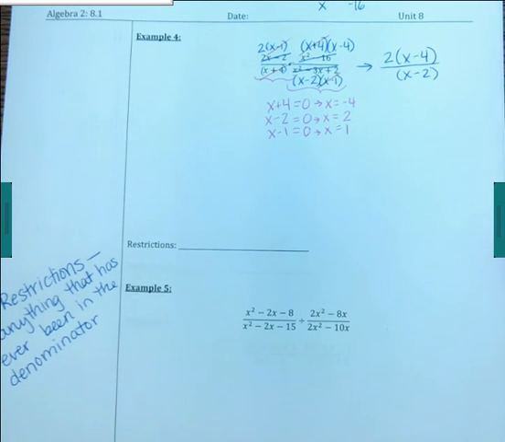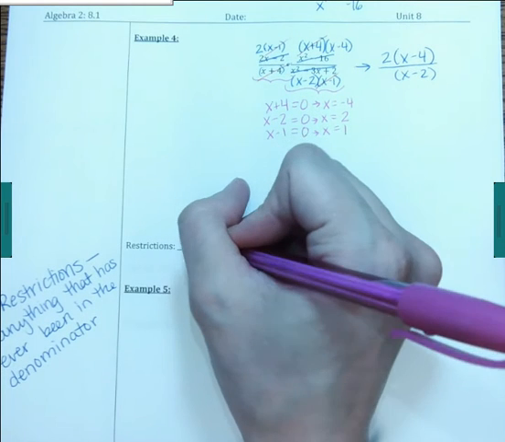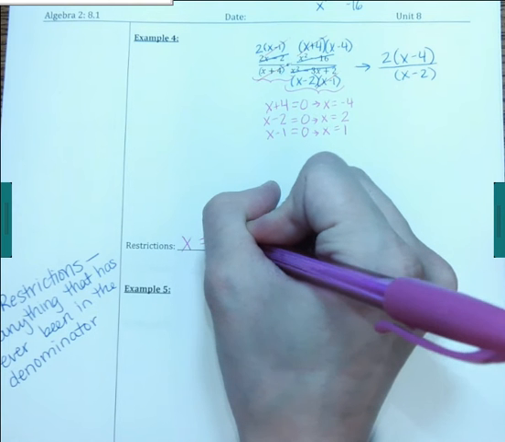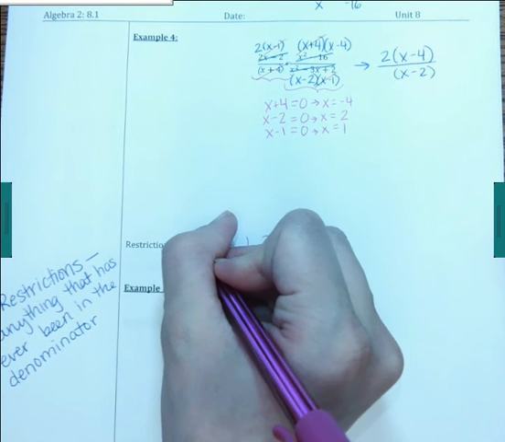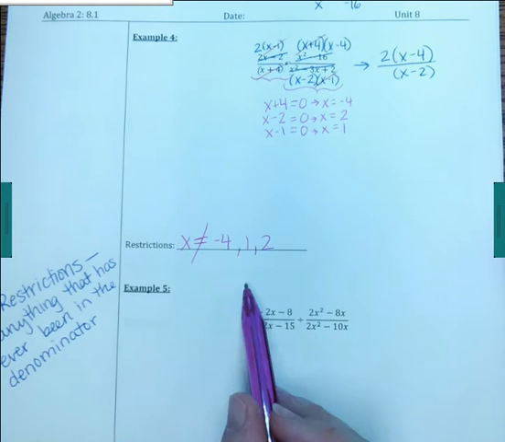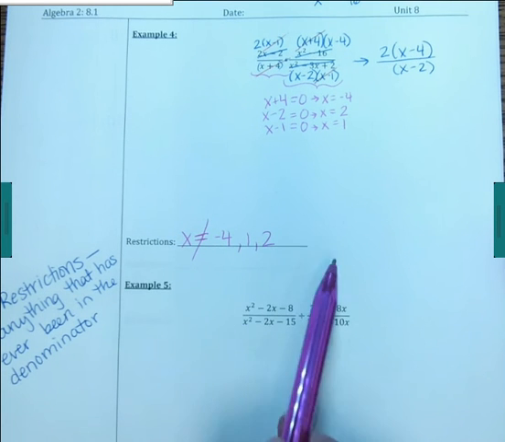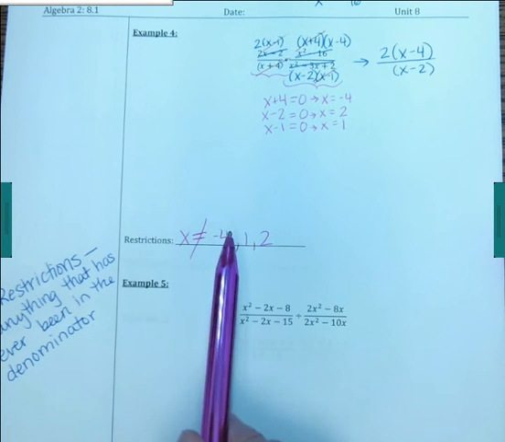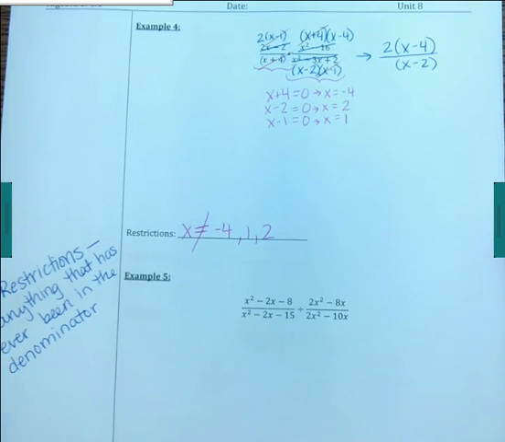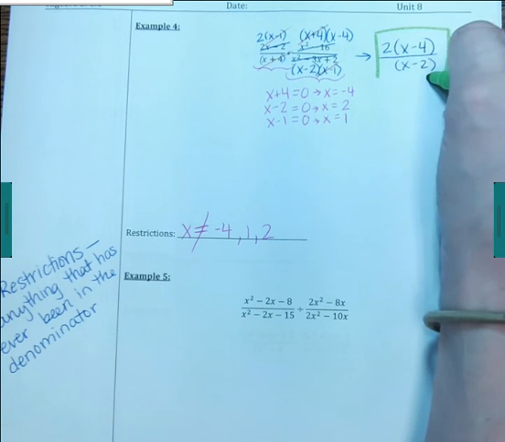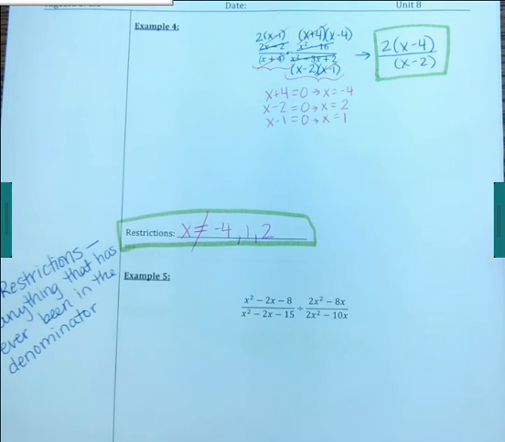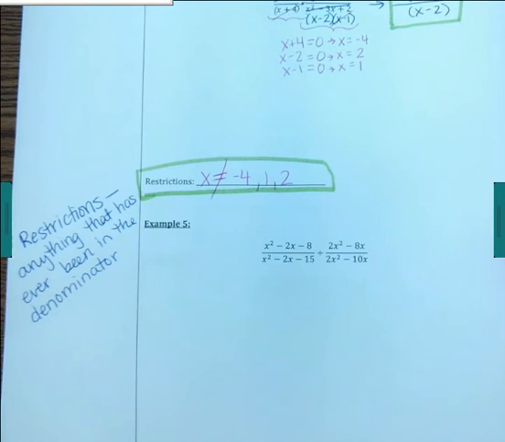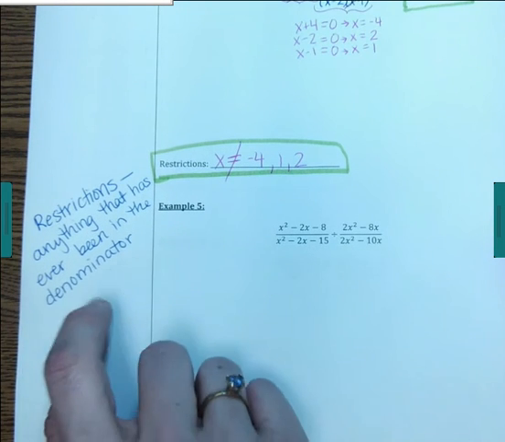Those are all restrictions. So I'm going to write them down here. Negative 4, 1, 2. I'm so fancy, I put them in ascending order. Okay, these cannot be part of the domain. The domain is all real numbers except for these shenanigans. So, all together, your answer must include both this and this.